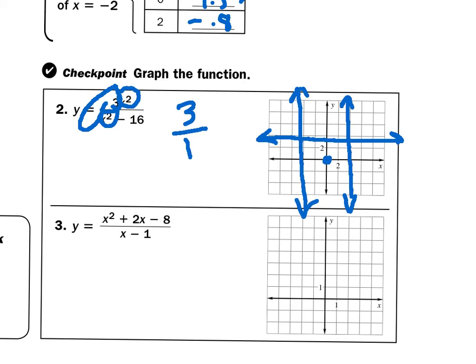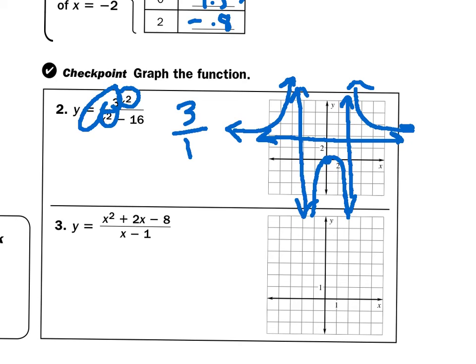Okay, do you see this pattern? So this is another 3-part kind of graph. So I would pick points here, and after you pick points, you will see that it goes like this, and then it comes up here, and it goes like this, and then over here it goes like this. Okay, weird, but again, it's not that hard.